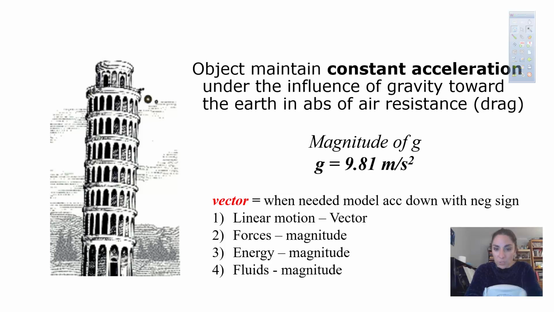Now, when we do forces, we'll model the force negative, not g negative, but it will be downward anyway. So the rest of the time, we're going to actually just use the magnitude of the value. So remember, magnitude means just the value, so 9.81. Right now, you can memorize that in linear motion, the acceleration due to gravity is negative 9.81, modeling the downward nature toward Earth.